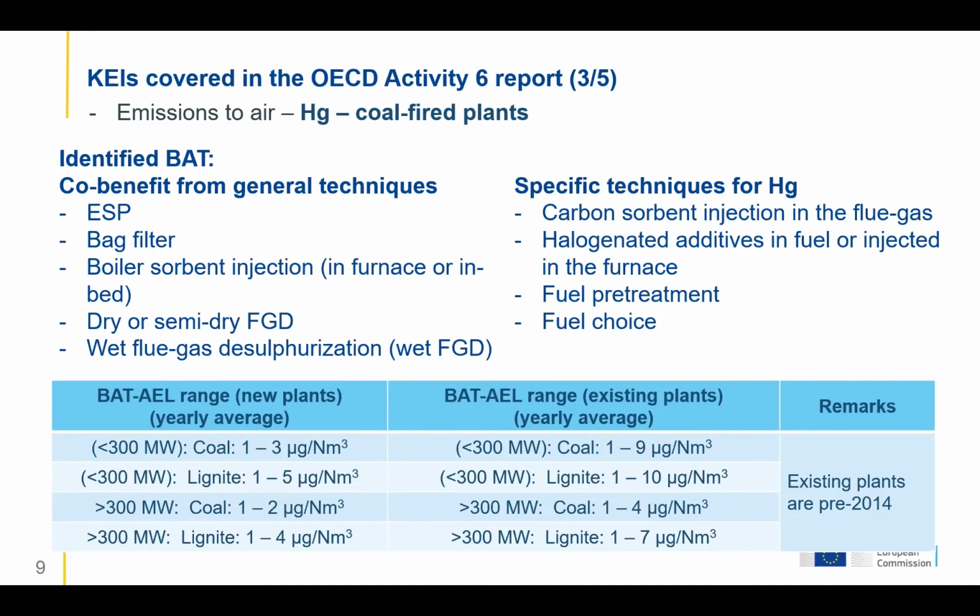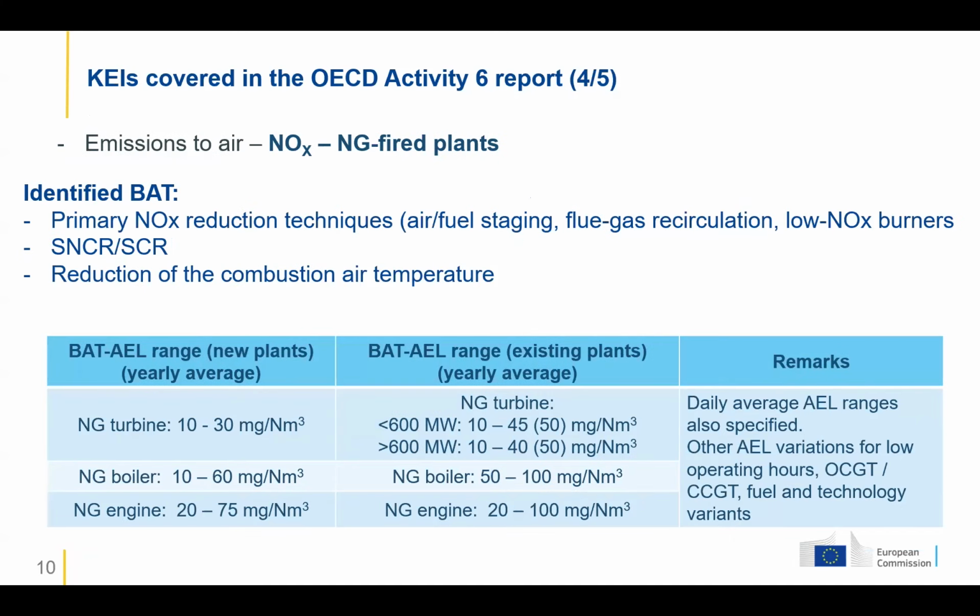Perhaps we can move on to the next slide. Now we are moving from the solid fuels to the gas fuel, so it's natural gas-fired plants, and we are talking about NOx emissions. Here, the identified best available techniques are mainly a group of primary deNOx techniques aimed at the reduction of nitrogen oxide emissions, like air staging or fuel staging, flue gas recirculation, low NOx burners, SCR, selective catalytic reduction, selective non-catalytic reduction, and of course, the reduction of the combustion air temperature.